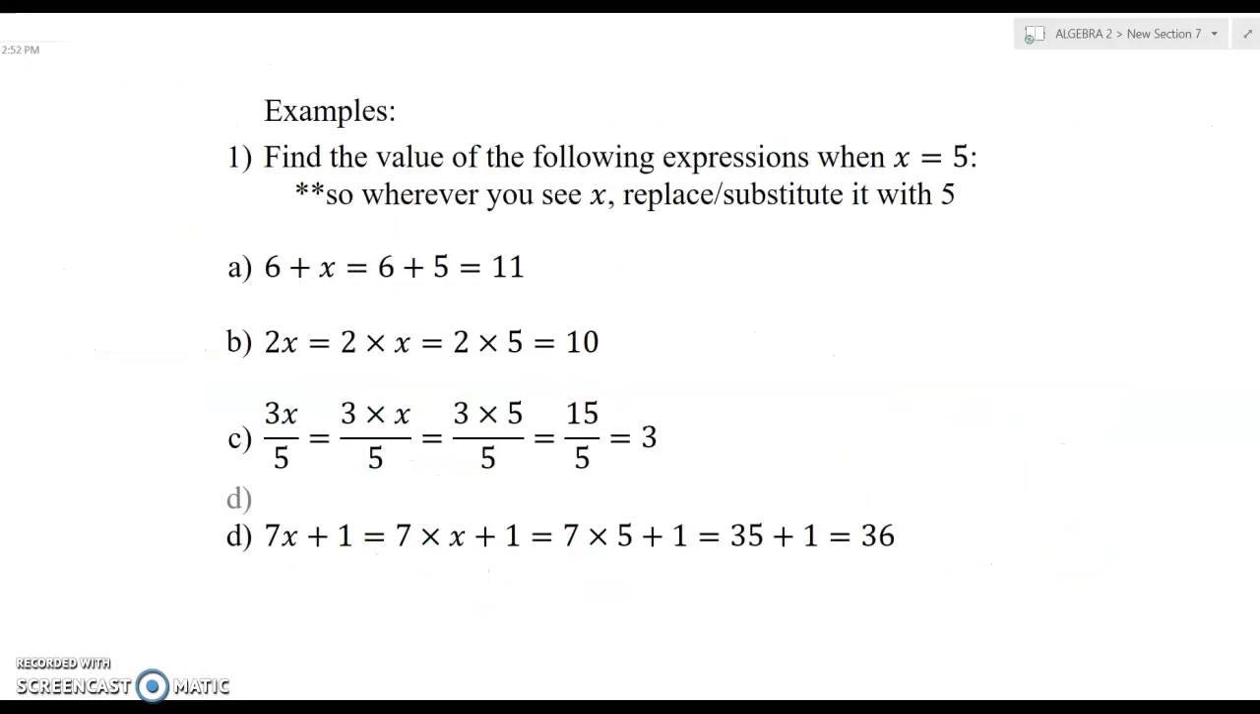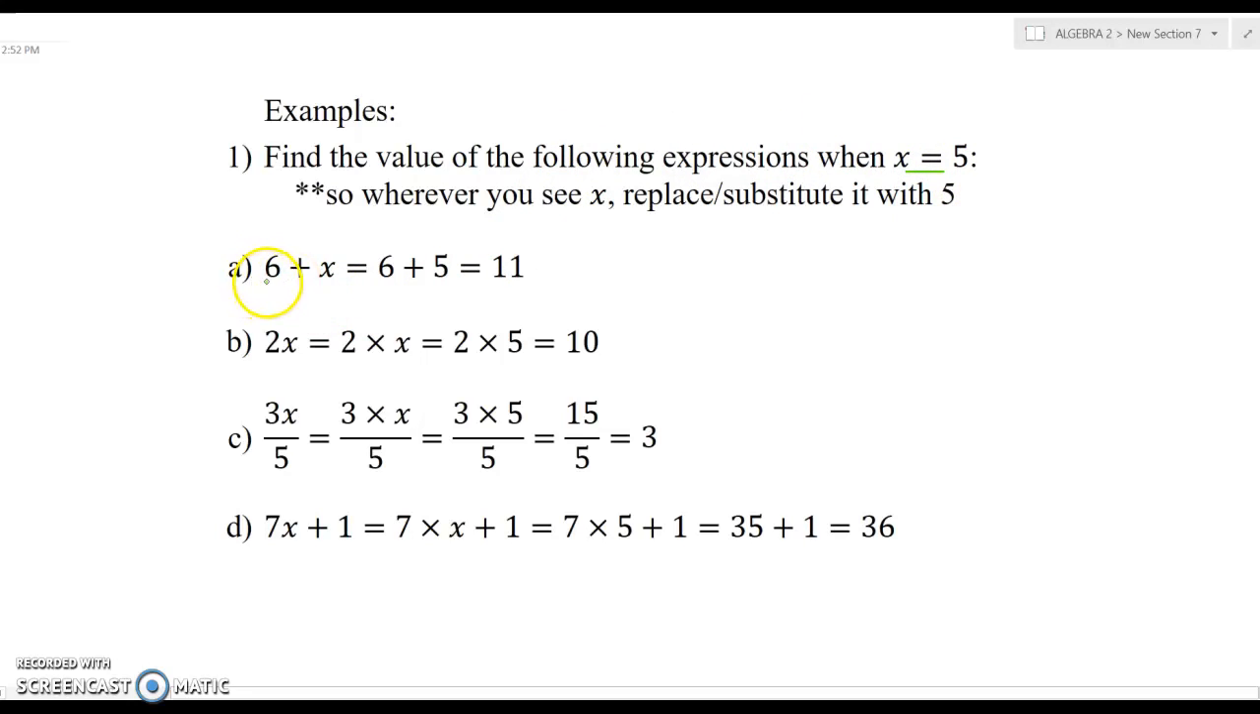So now let's look at these examples here. Find the value of the following expressions when x is equal to 5. So the first one, we have 6 plus x. So wherever we see x, we are going to substitute it or replace it with that value they gave us for x, which is 5. So I'll do it at the side. So 6 plus x. So I'm going to replace this x. Wherever I see that x, I'm going to replace it with the 5. And that's how I get the 11 there. Right? So that was A.